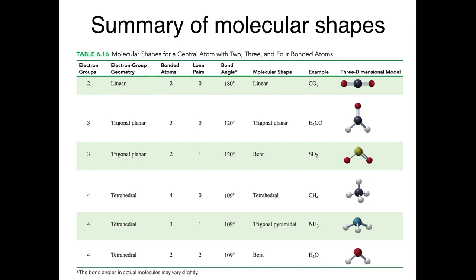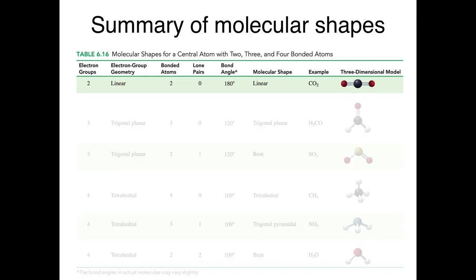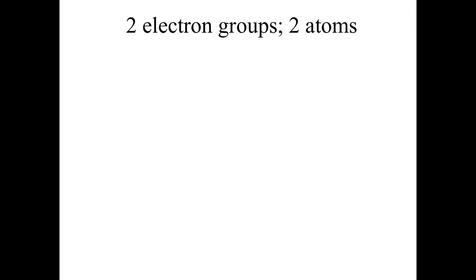Your goal should be to eventually memorize this table. And as you know, my philosophy is to memorize as least as possible, but rather to use logic to help you determine some of these factors. So having said that, let's start on the first one. The first type of shape I want to talk about is when your center atom has 2 electron groups and is connected to 2 atoms.